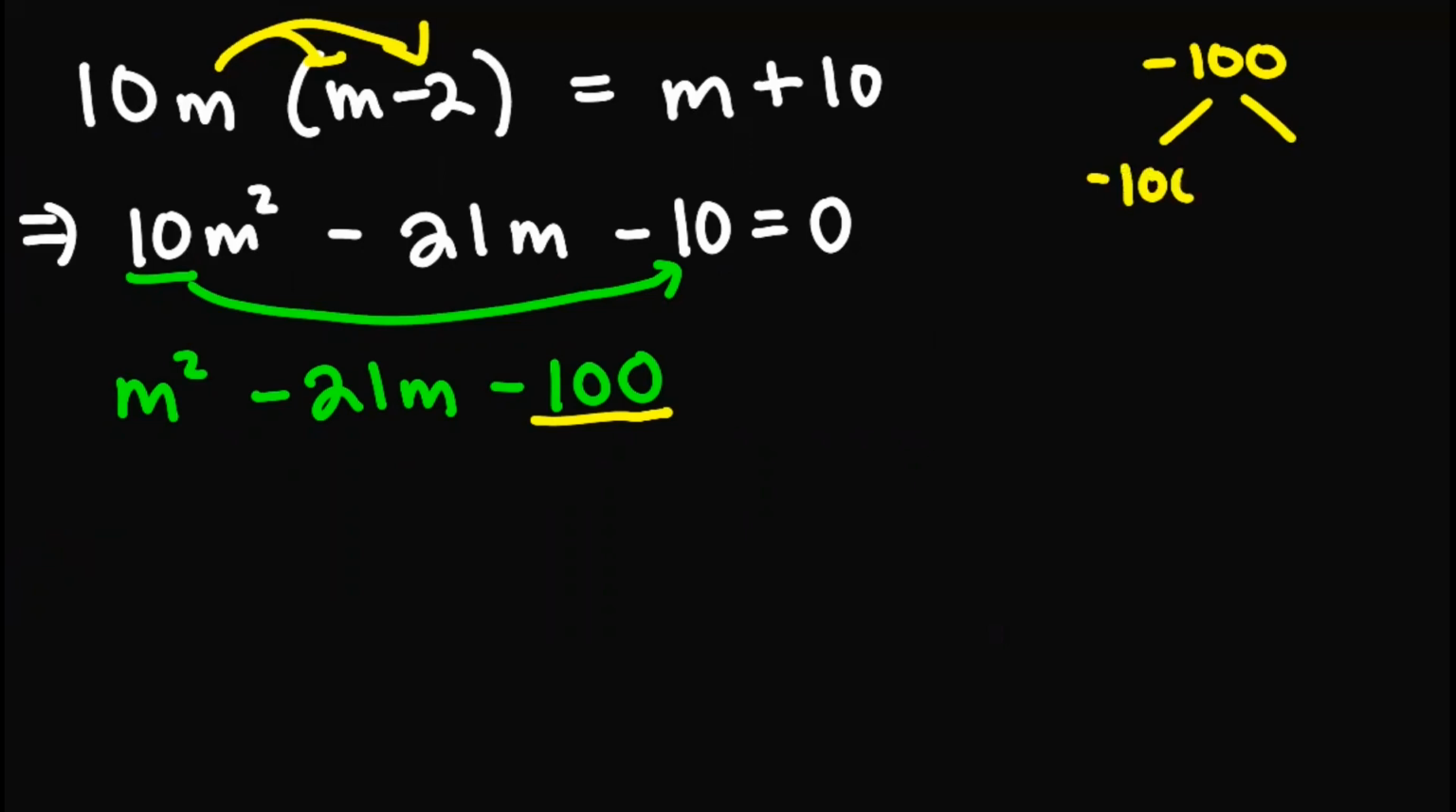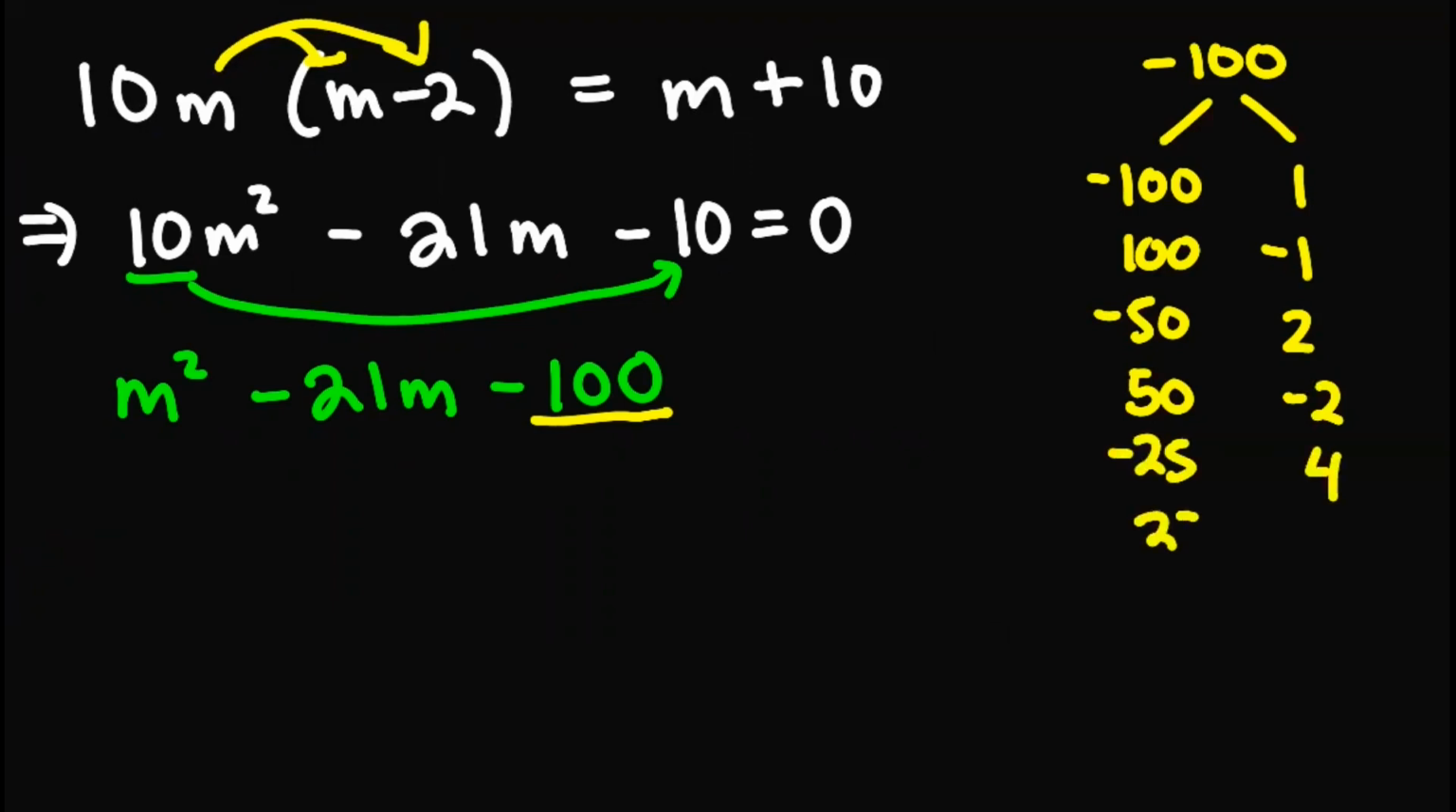So we have negative 100, 100 and negative 1. We also have negative 50, 50 and negative 2. What else? We've got negative 25 and 4, 25 and negative 4. What else can we multiply to obtain this? We can also multiply negative 10 and 10. Are we missing something? Yep, we're missing the negative 20 and 5 and 20 and negative 5.